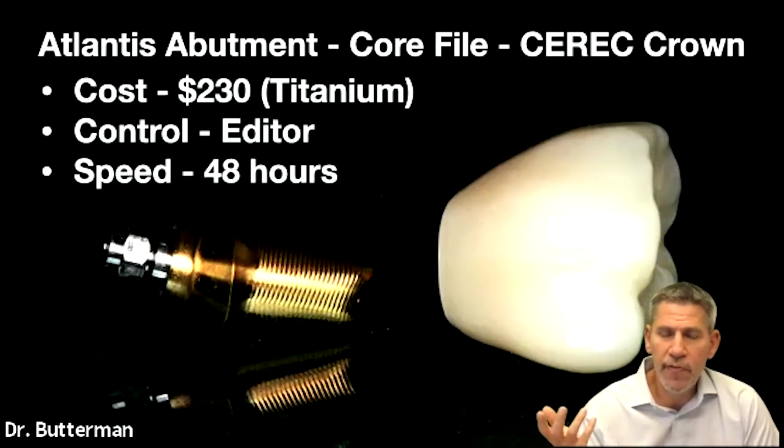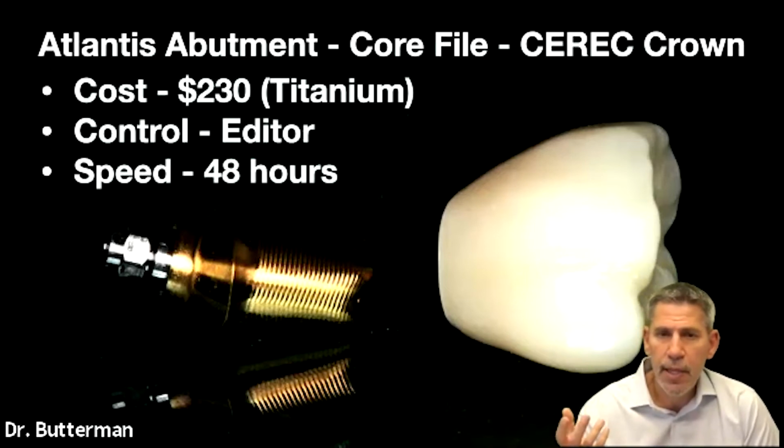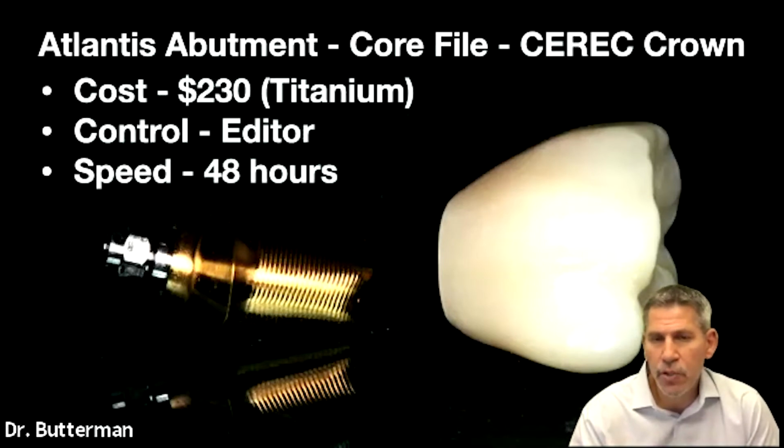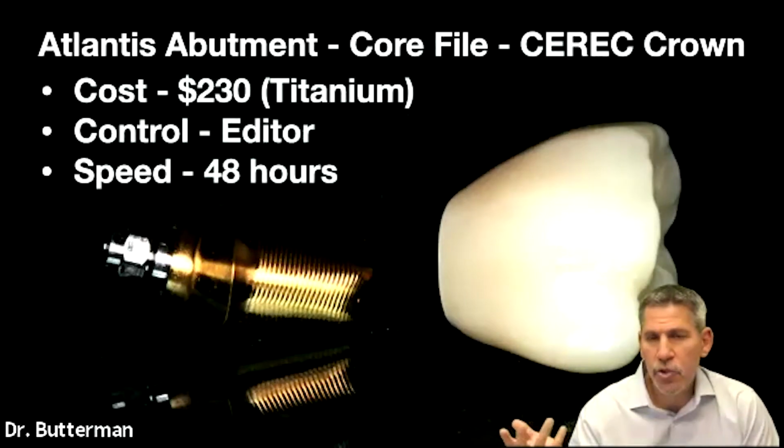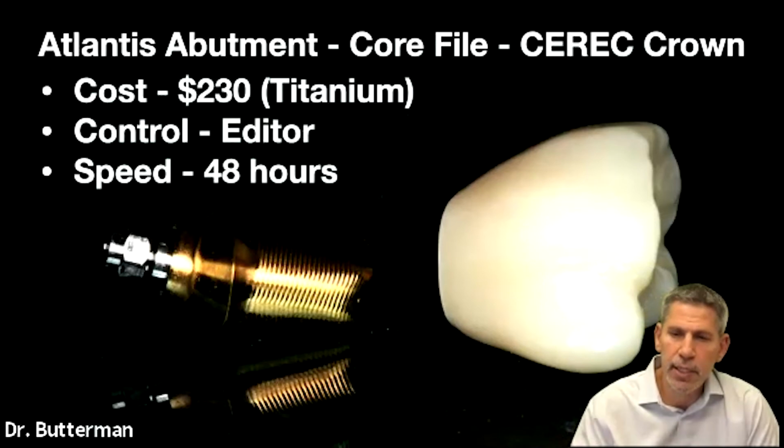Now, basically what a core file means is, before the abutment has actually ever been made, they send me a virtual abutment attached to the model, and I can pull it into my CEREC software, and then I can design and manufacture the crown on my own. It costs a little over $200 for the abutment, right around $200, and then the cost of the block for me to mill my crown. So it's probably like $250 all in.